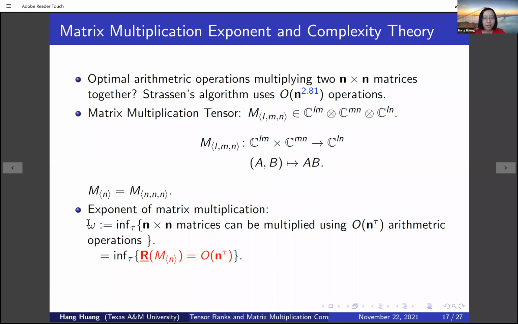In fact, there's a very astounding conjecture in the computer science community that this exponent is 2. If you think about it, if you want to add two large square matrices together, you need at least n squared arithmetic operations. So this conjecture basically says that, asymptotically, multiplying two large square matrices is of the same complexity as adding two of them. This is very surprising. But there's a lot of progress towards this conjecture, so let me tell you some of it.